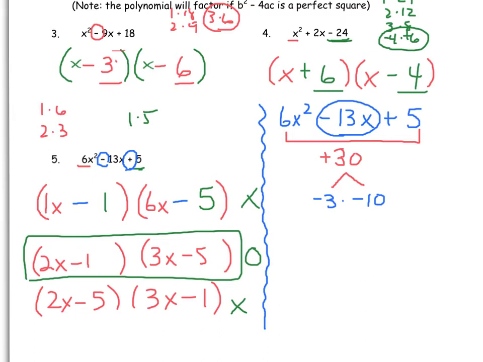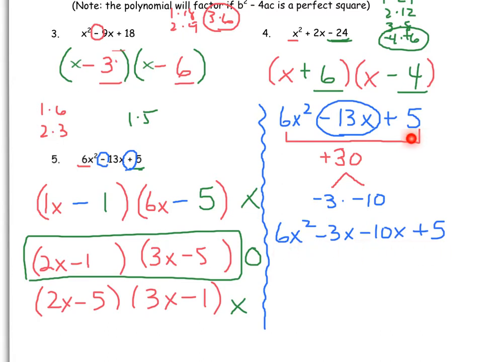All right. Those factors add to make a negative 13, and we do what we call splitting the middle term in terms of the negative 3 and the negative 10. So we rewrite the polynomial 6x squared minus 3x minus 10x plus 5. And as you notice, we haven't really changed the polynomial.